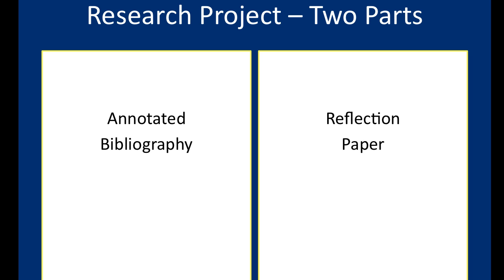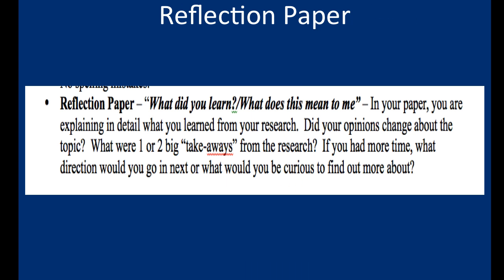So for our purposes, the research project is going to have two parts. I just explained what goes in the annotated bibliography portion of the project. Next, the student has to create a reflection paper. So when it's all said and done, the student is going to be handing in the annotated bibliography with the correct amount of sources and the annotations for each, as well as the reflection paper. So let's talk about the reflection paper here to wrap things up.